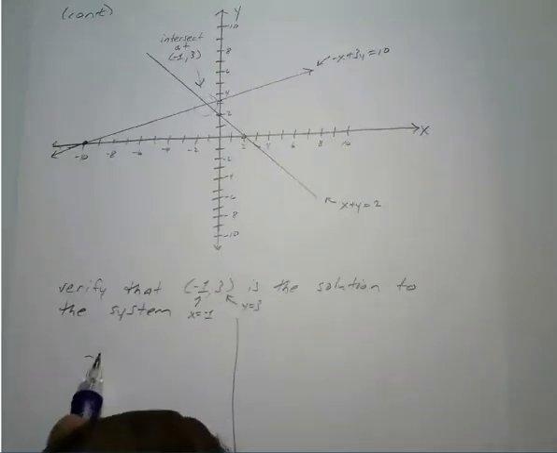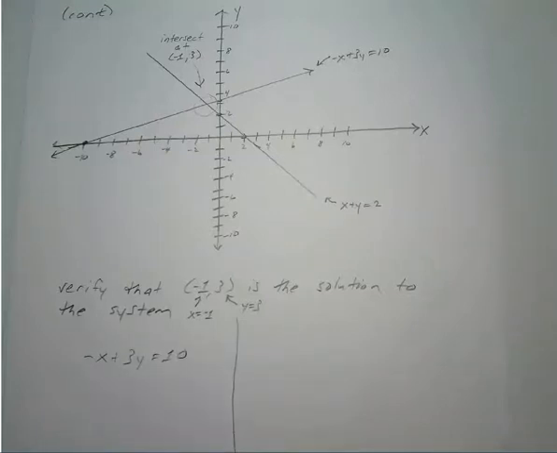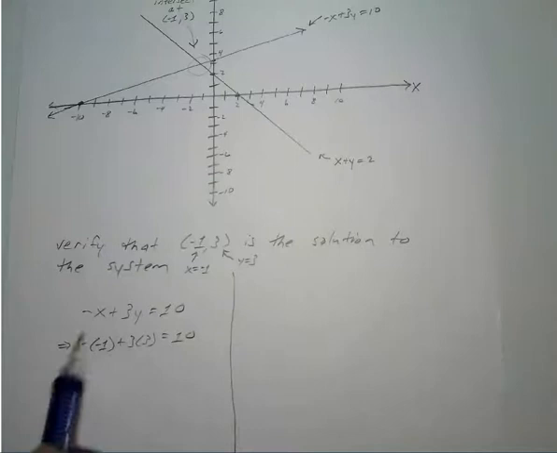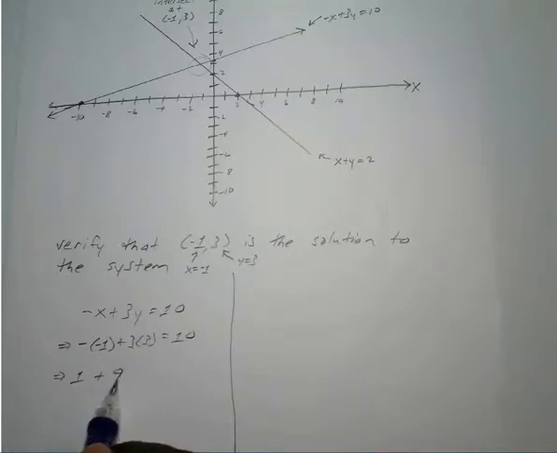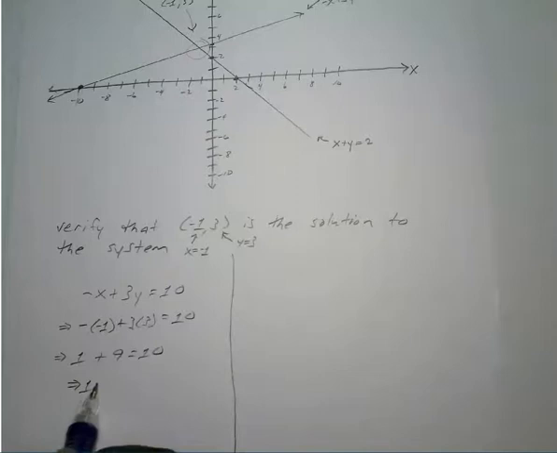Okay, so we have -x plus 3y equals 10. So if x is -1, we have -(-1) plus 3 times 3 equals 10. Move that up a little bit. -(-1) is +1. So you have 1 plus 3 times 3, which is 9, equals 10. Or just 10 equals 10, which is true.